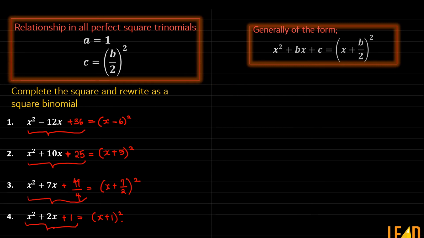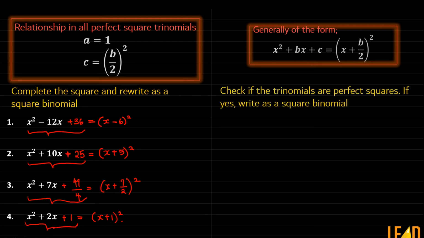All right. The next task we have here is asking us to check if the trinomials are perfect squares, and then we should write them as square binomials. Okay, so I need a bit of space for this. So we need to test if they are perfect squares.